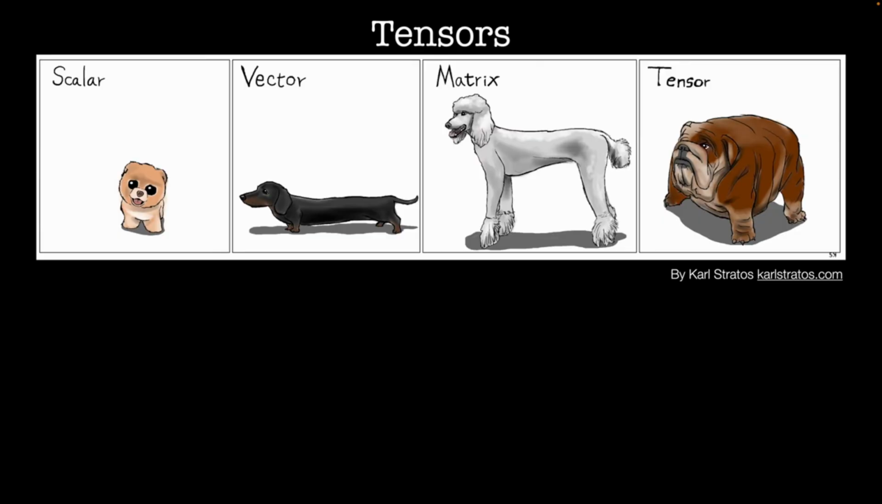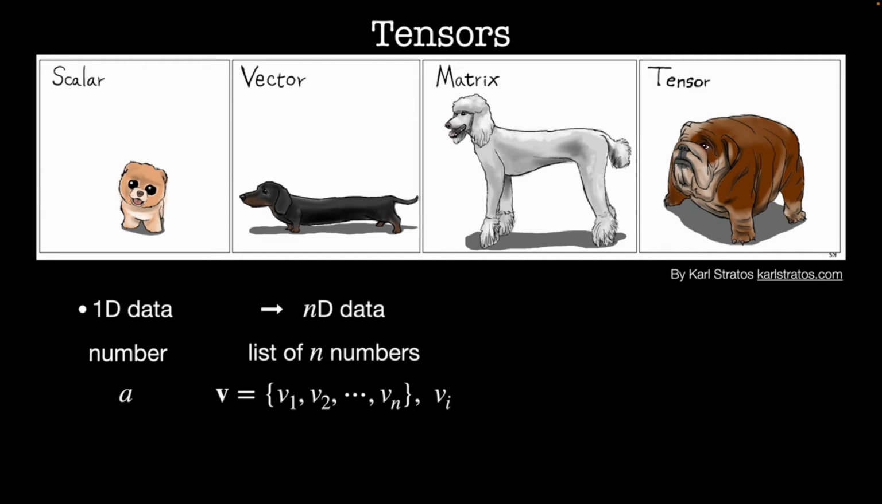What's a tensor? I love this illustration by Carl Stratos, who's a professor at Rutgers specializing in natural language processing. Tensors are objects in linear algebra, just like vectors and matrices. It helps to think about what type of data we have and how we choose to represent them. If our data is one-dimensional, we express it using a single number. This is a scalar.